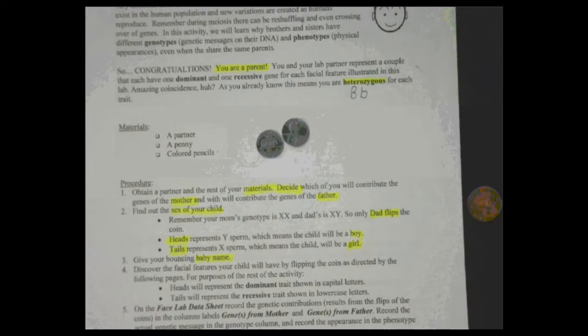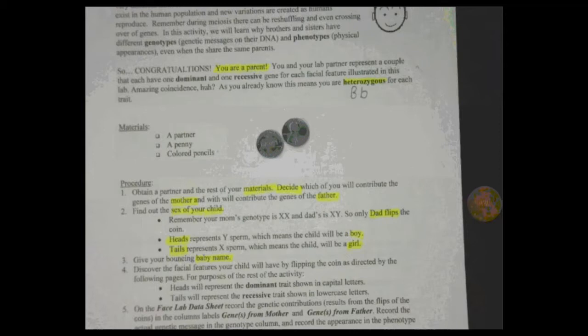This happens because a very large variety of traits exist in the human population, and new variations are created as humans reproduce. Remember, during meiosis, there can be reshuffling and even crossing over of genes. In this activity, we will learn why brothers and sisters have different genotypes and phenotypes, even when they share the same parents. So, congratulations, you are parents.